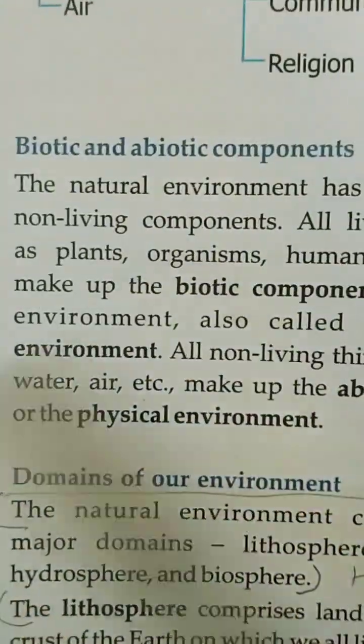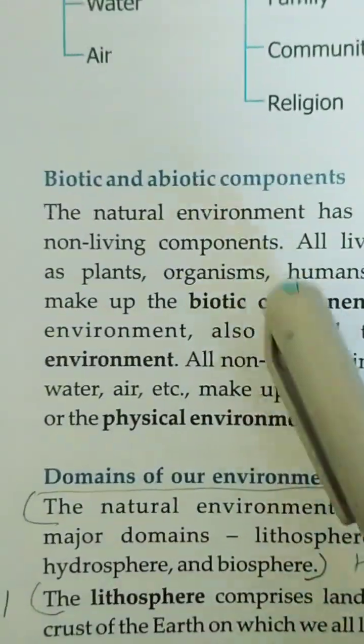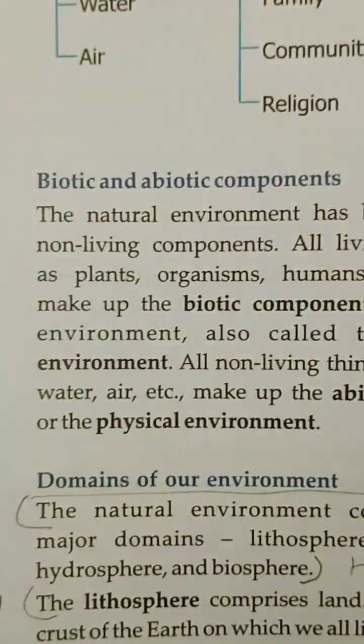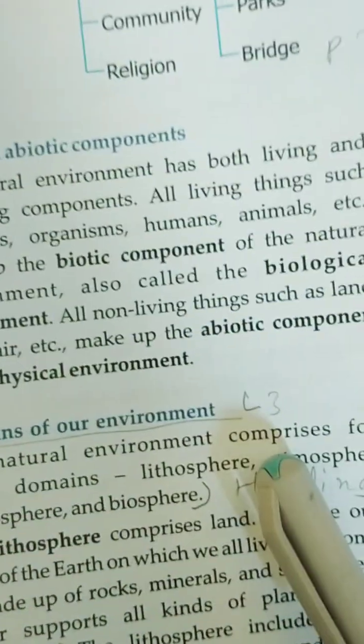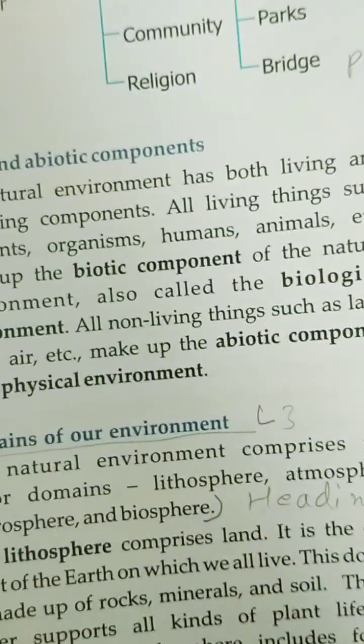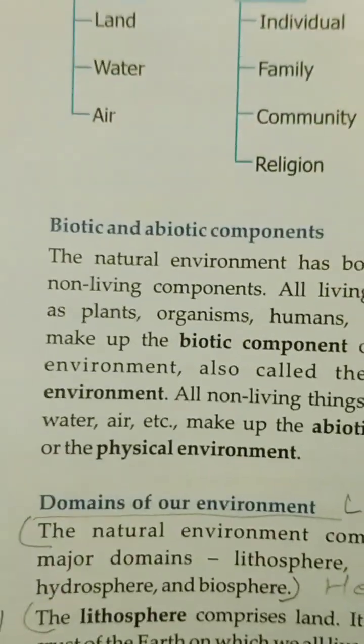So all the living things comprise the biotic, and all the non-living things comprise the abiotic environment, also called the physical environment.